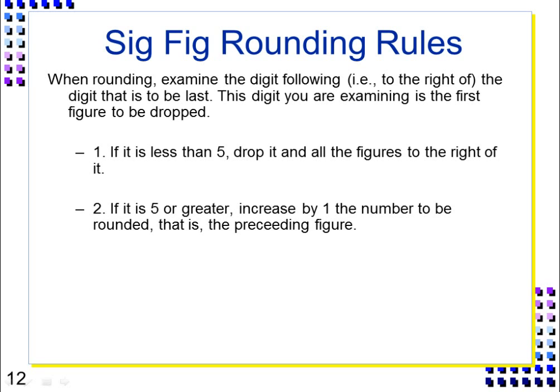You look back 1 digit behind the place that you want to round to. If the digit behind is less than 5, you drop it. If the digit behind is greater than 5, you round up by 1.